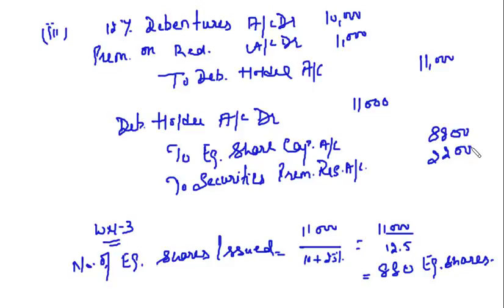You have to pay 11,000 to the debenture holder. Now in that 11,000 there are two components. One is the capital component and the other is the premium component. Now how will you bifurcate that? Right? So for that you need to find out the number of equity shares that are being issued. How will you find out? The total amount that is payable divided by face value, and if there is any premium you will add that premium also. Clear? Face value plus the premium. So that is how you will find out the number of shares.